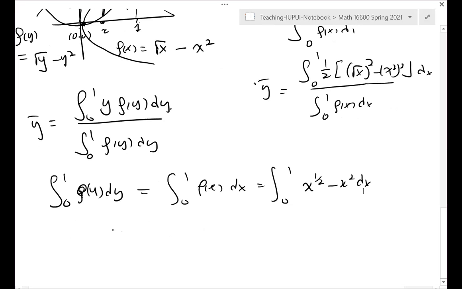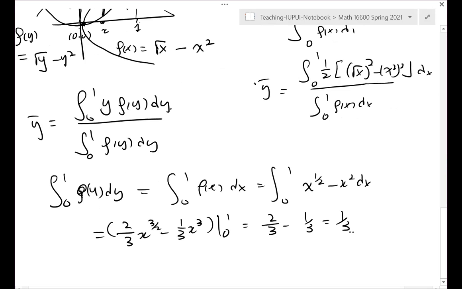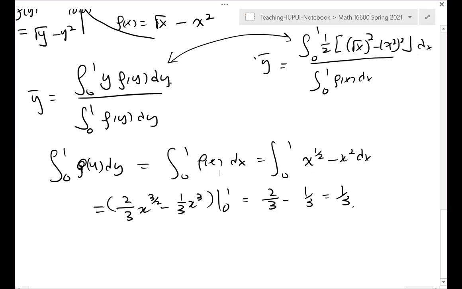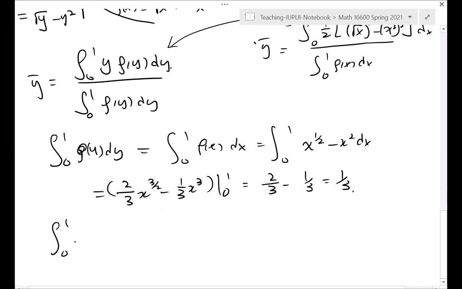Then let's find the area of that region: that is going to be 2/3 x to the 3/2 minus 1/3 x cubed. Evaluate at the endpoints. So the answer is 1/3. That is the area of that region. So what I want to say is that these two numerators give the same value, regardless. I want to show that. What is that?